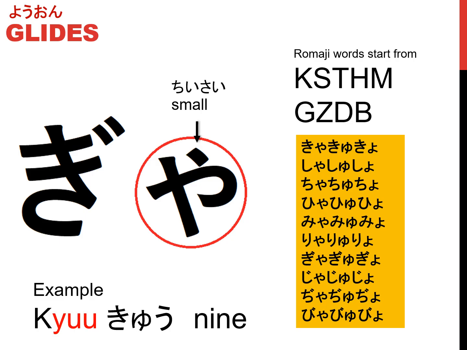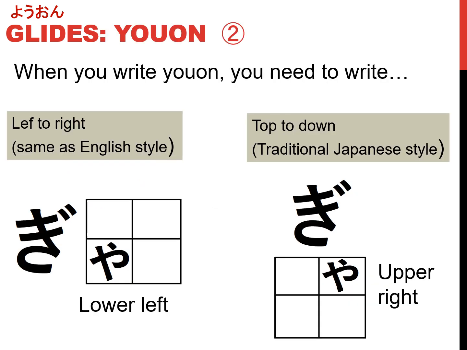The English pronunciation of yoon is glides. The sounds starting with K, S, T, H, M, G, Z, D, or B are pronounced with either ya, yu, or yo, written in small letters. Care must be taken when writing yoon.